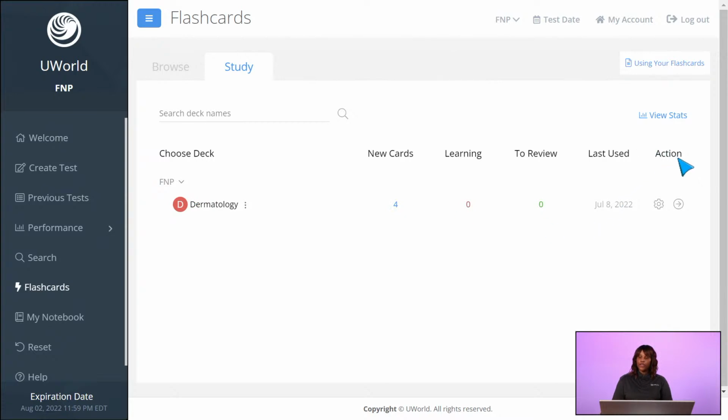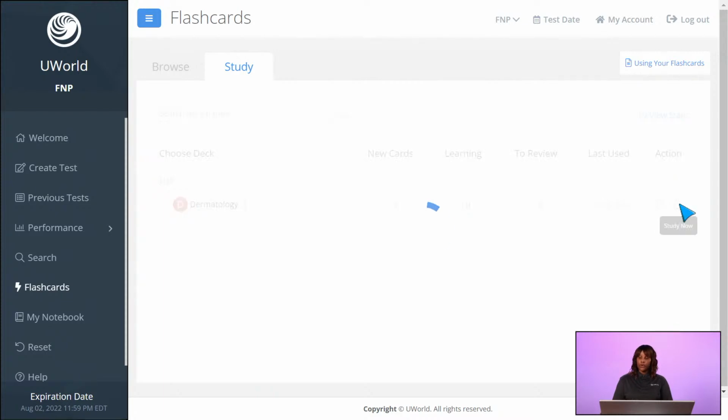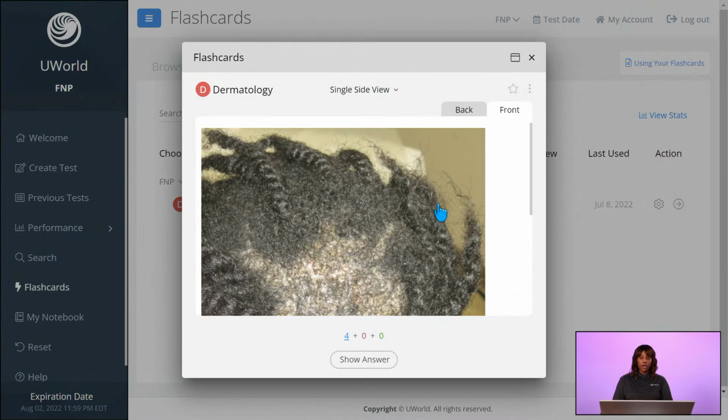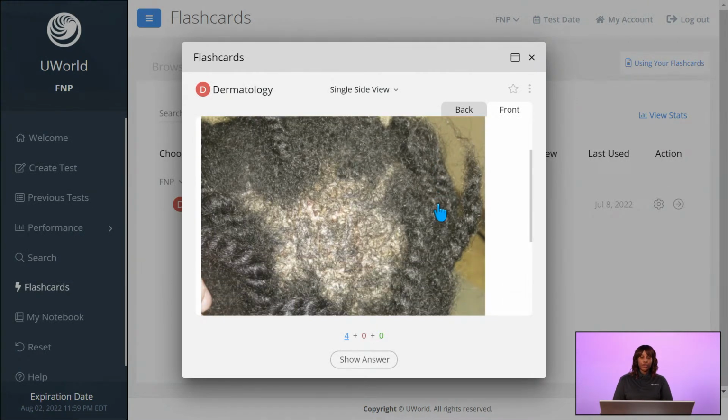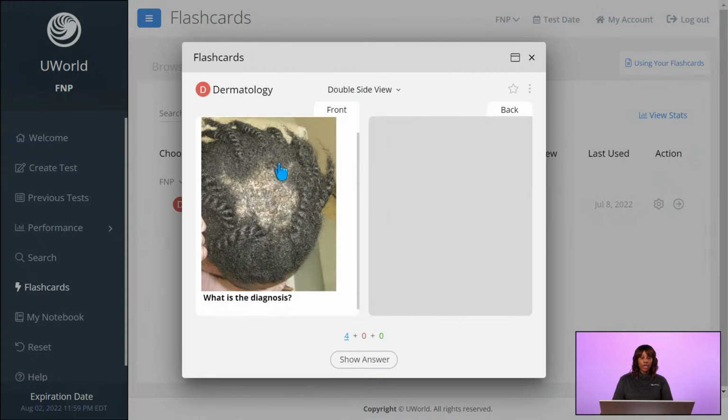If you go over here to the right under action and click this little arrow and hover, it'll say study now. So if you click that, the first card is going to come out. Now you can either do a single side view, and it's going to start with the front always, it's going to default to that, or you can click this and do the side to side double side view. So for this question that we did today, what is the diagnosis?